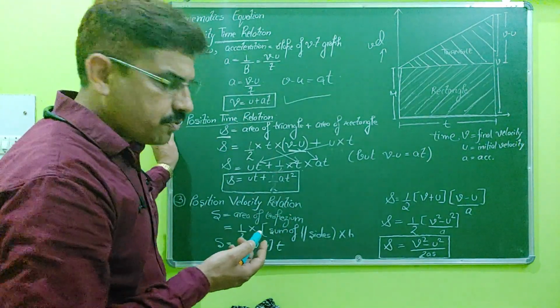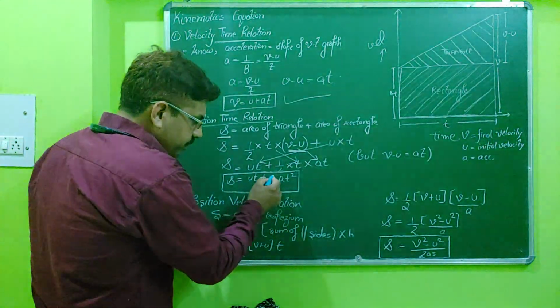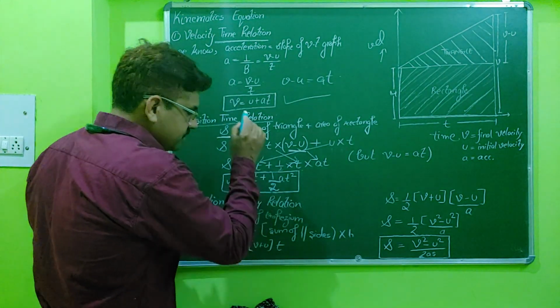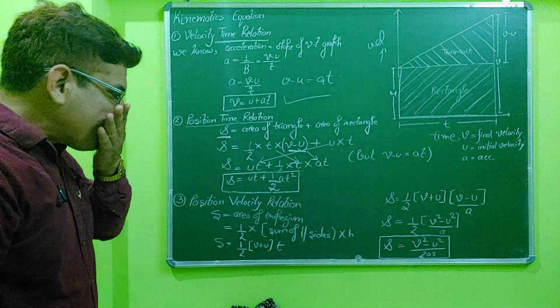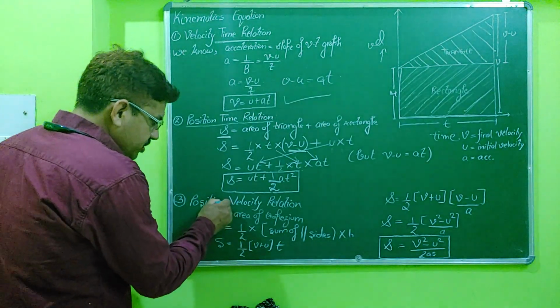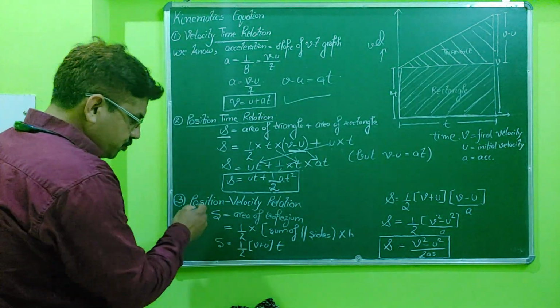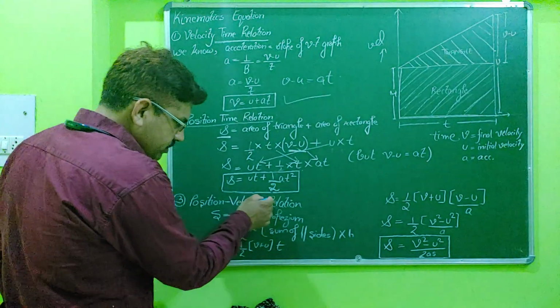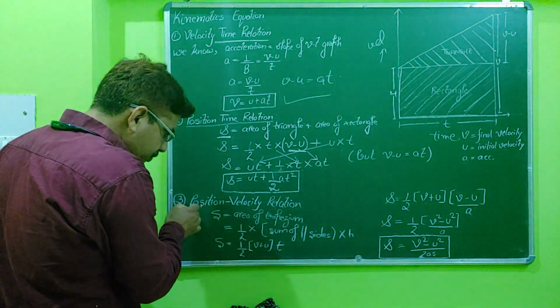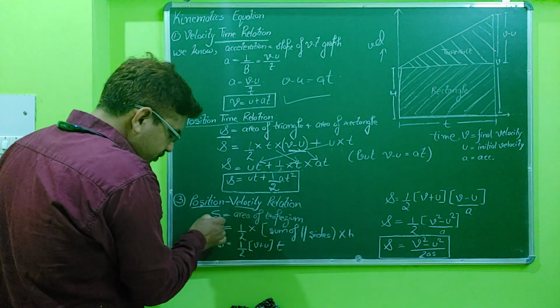Otherwise, everything is okay. So S is equal to UT plus half AT square. So this is the second equation of motion. The third equation of motion is the position velocity relation. In order to go for the position velocity relation, I have again used position and velocity. So this is the position.